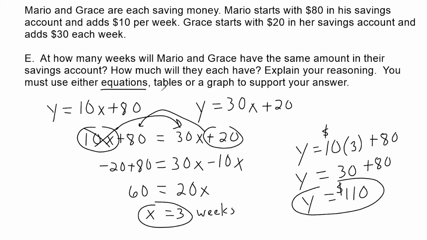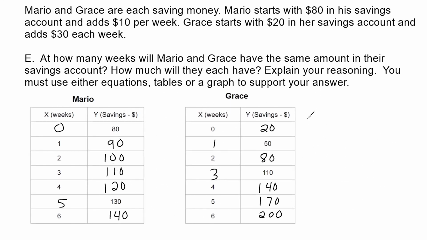All right, let's go ahead and use the tables to see when they would have the same amount of money. Okay, now if we go back to part B, when we completed our tables, we can see at the 3rd week, Mario had a savings of $110, as did Grace. So we could easily go back to our table and see that they have the same amount of money after the 3rd week. So when explaining your reasoning, you could say something like, if you look at the X column and go to 3 weeks, you can see that they have the same amount of money in the Y column, or their savings, at that 3rd week.